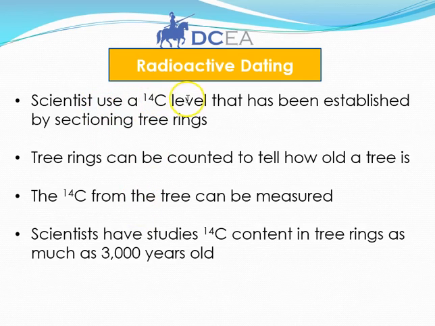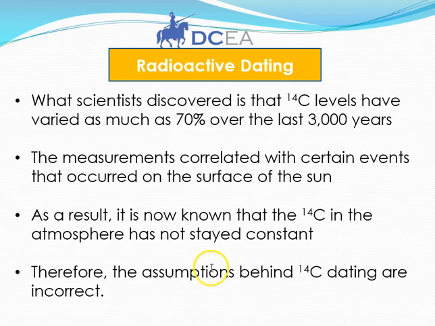Scientists use carbon-14 levels that have been established by sectioning tree rings. Tree rings can be counted to tell how old a tree is. So the carbon-14 from the tree can then be measured for each tree ring, which signifies a certain amount of years. Generally, for many trees, one ring will equal 1 year. Scientists have studied carbon-14 content in tree rings as much as 3,000 years old. It's difficult to go past that because we don't have any trees that are older than that.